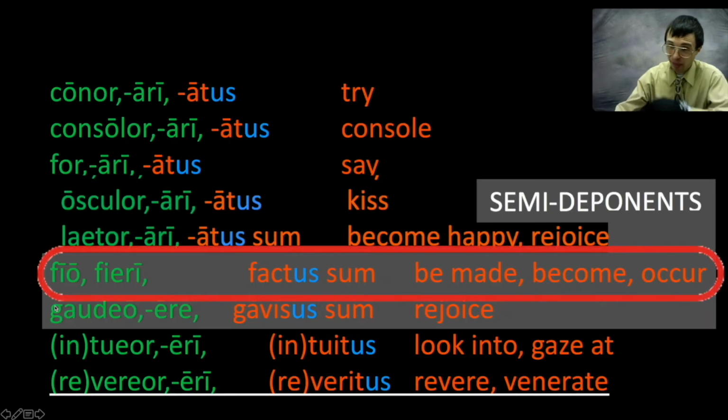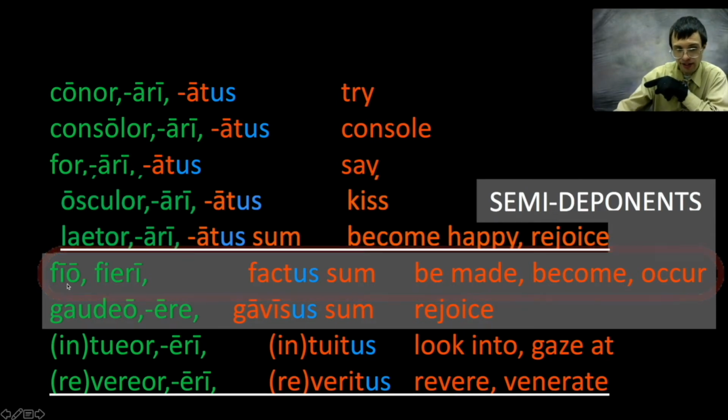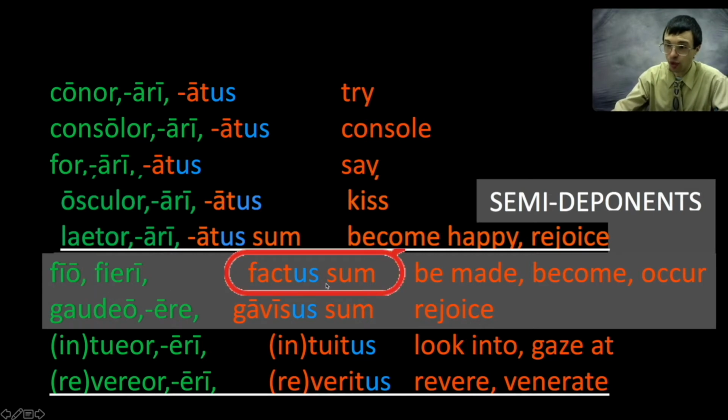The main semi-deponent I want you to pay attention to is fio. This is weird. Fio has an active form, a passive-looking form, although it's not quite passive, because you would think it would have a macron over the E, but it doesn't. So it's kind of like nothing at all, but it just means to become or to occur. And then factus sum, which definitely looks passive. So we've got active, nothing, and passive. Fio is just all over the map.